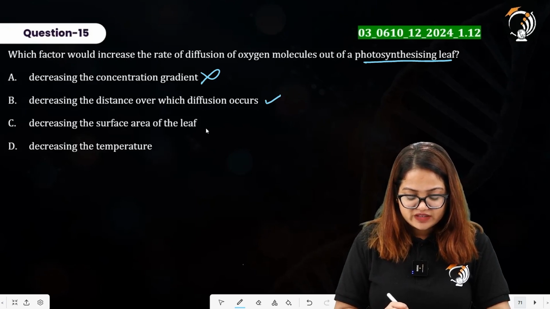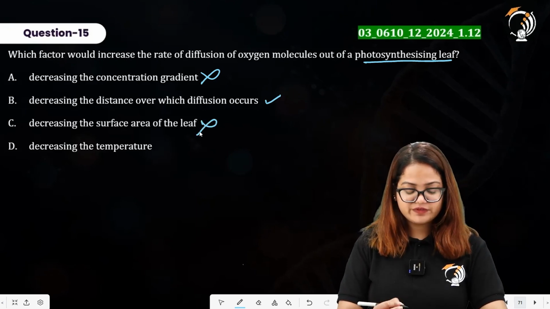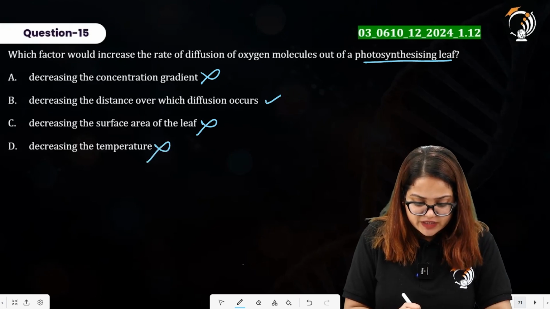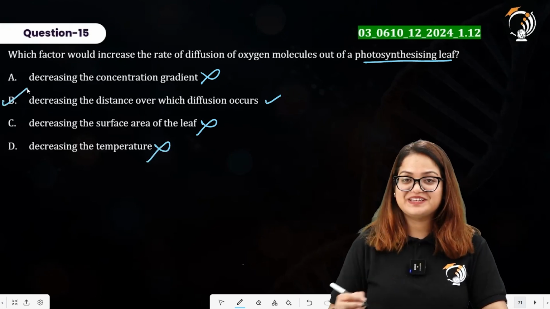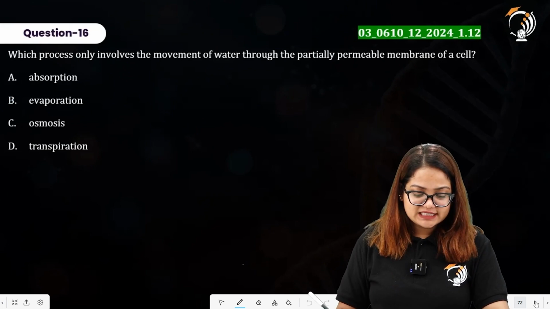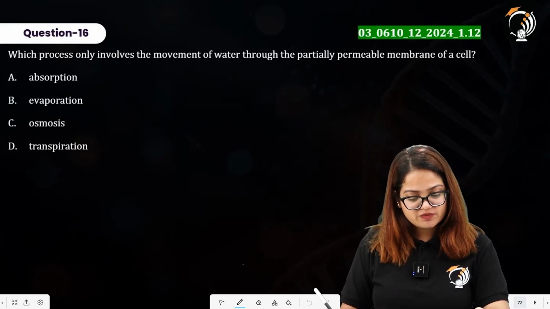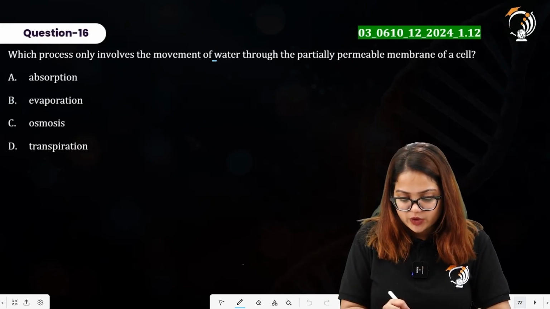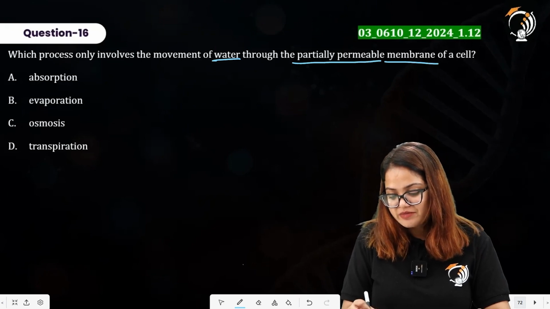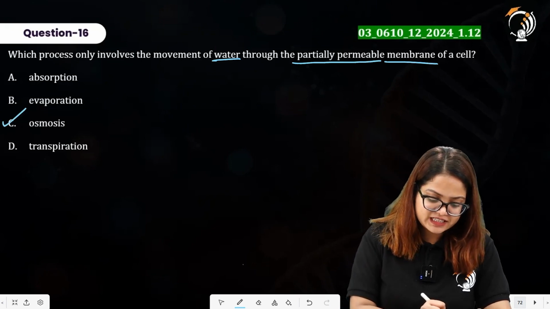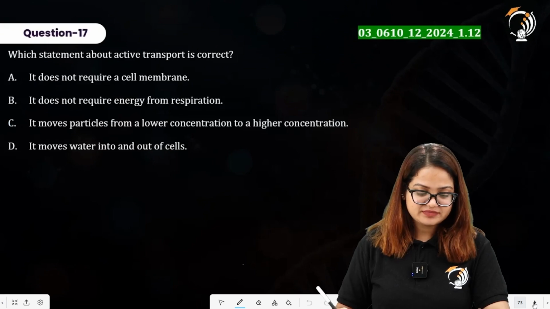Decreasing the surface area of the leaf will decrease the rate of diffusion. Decreasing temperature will decrease the rate of diffusion. So option B here is the right answer. Question number 16 says, which process involves only the movement of water through a partially permeable membrane? It is directly indicating osmosis.